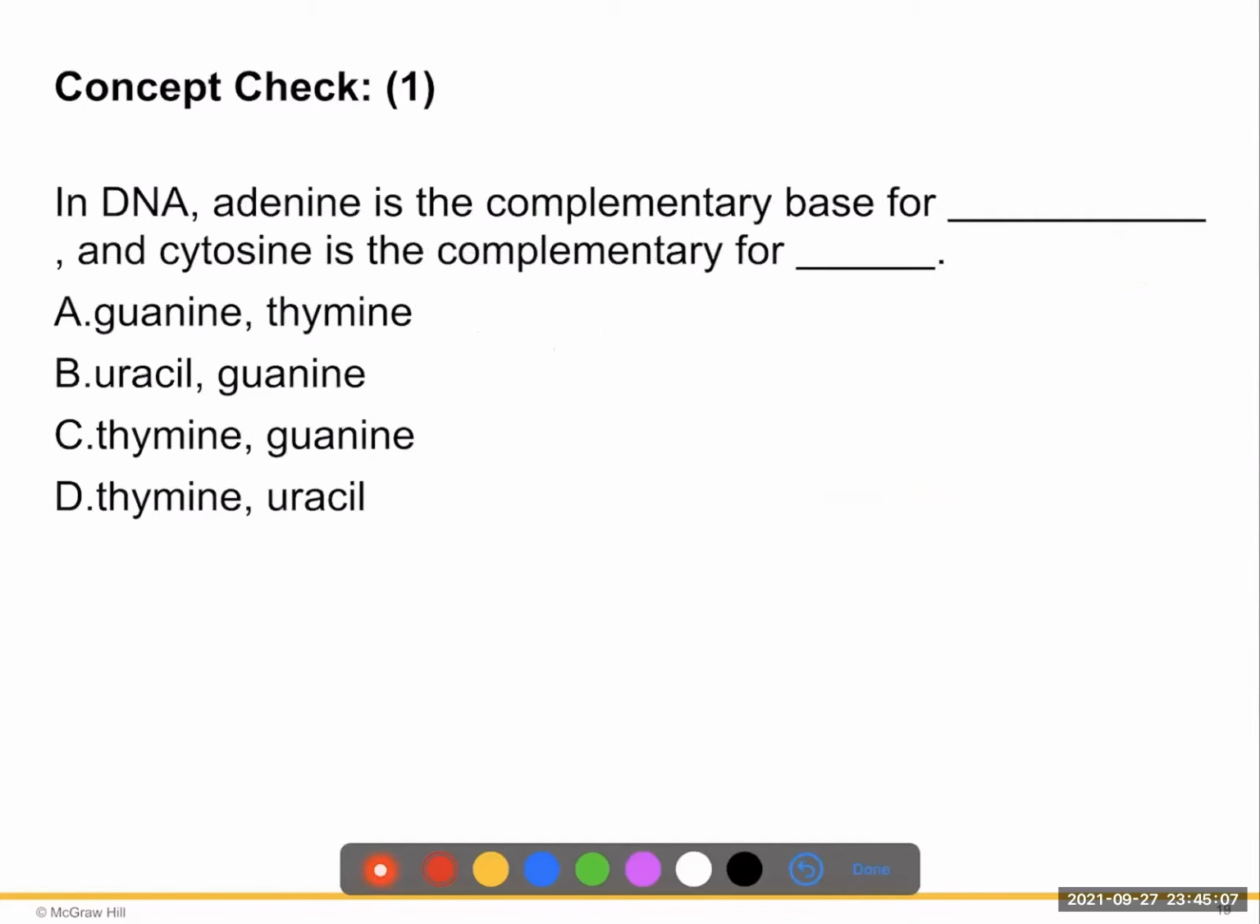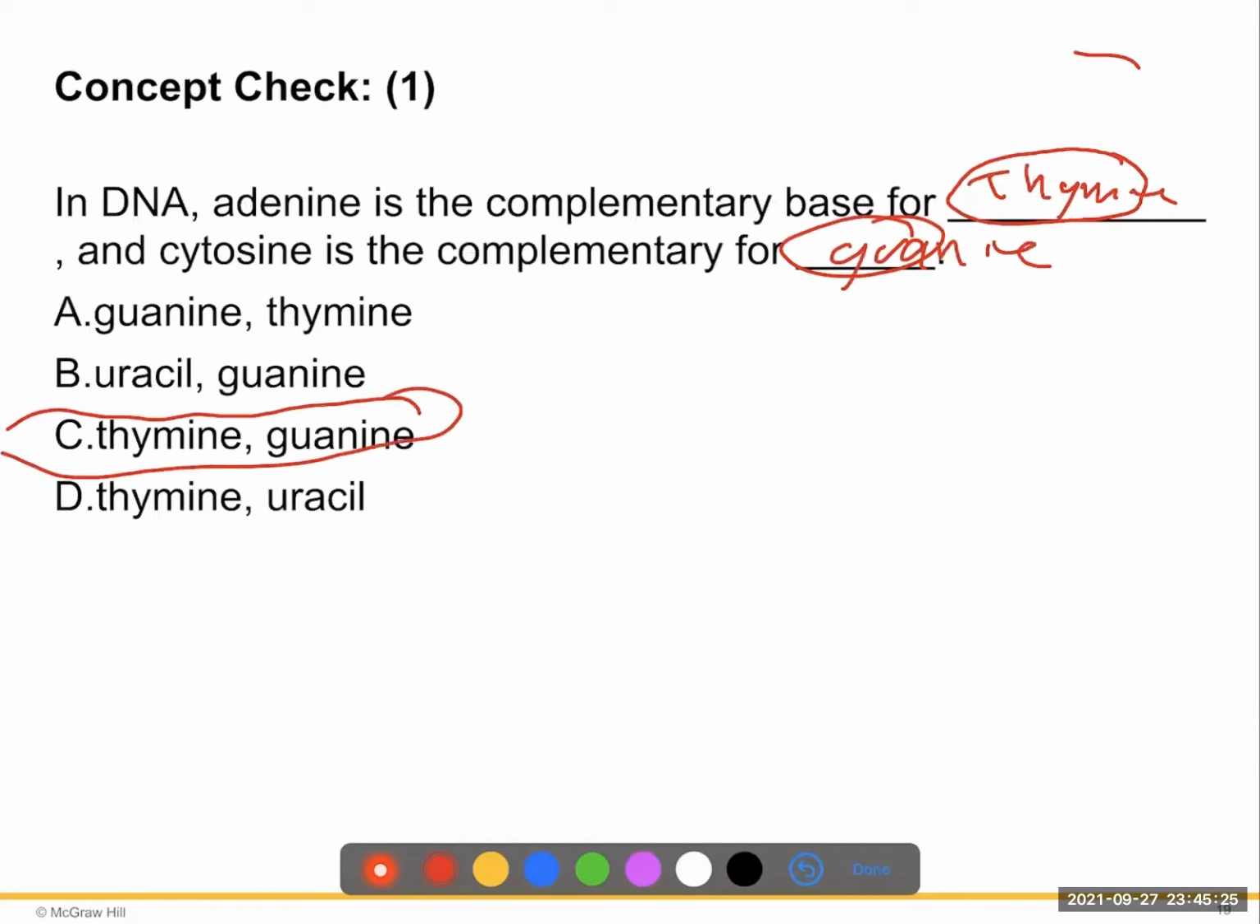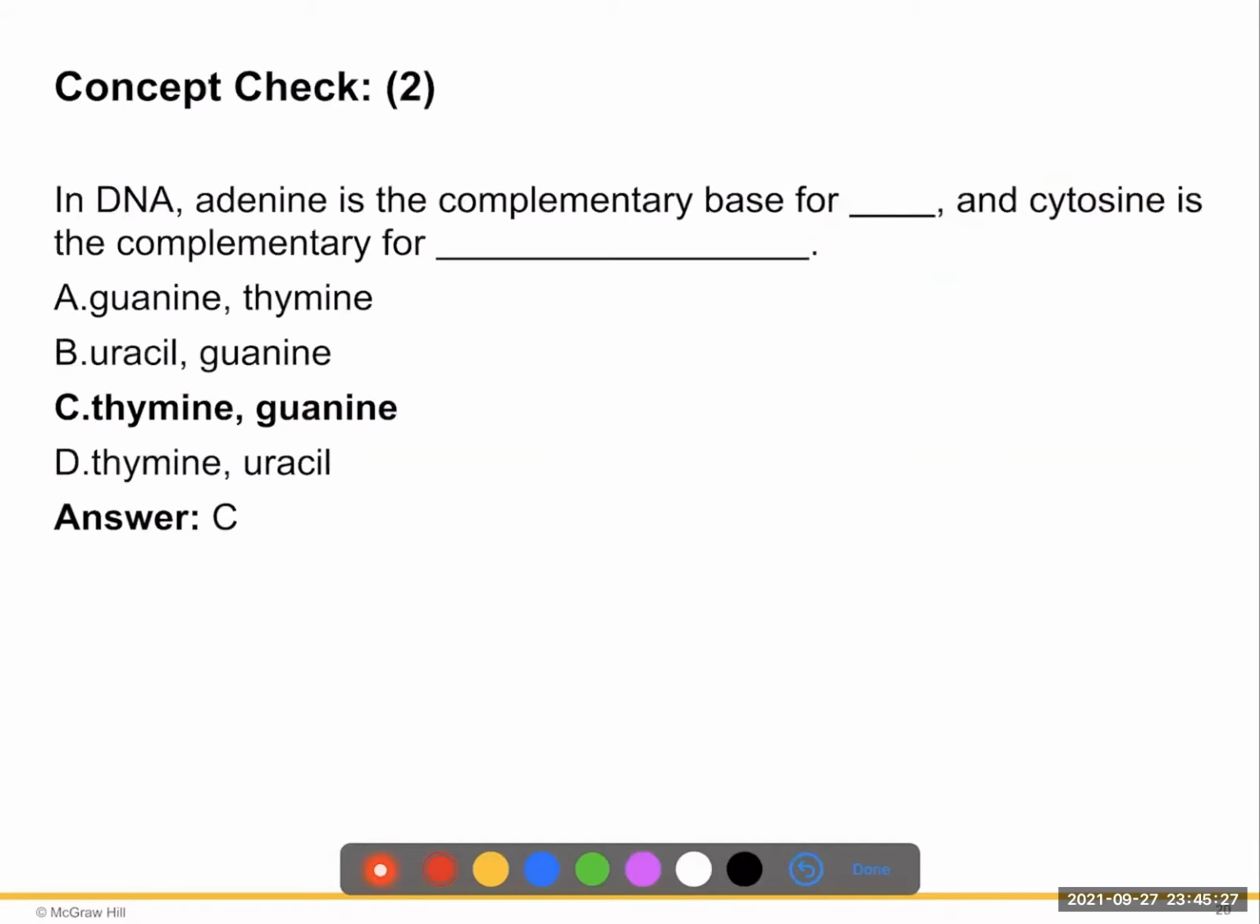Okay. So your first question. In DNA, adenine is paired with what? What is adenine paired with? With thymine. Adenine pairs with thymine. And cytosine pairs with? Guanine. Guanine. Very good. Perfect. So look for thymine and guanine right there. So it should be C. And it is C. Very good.